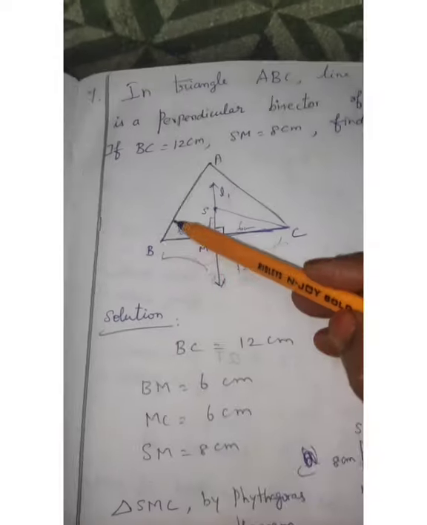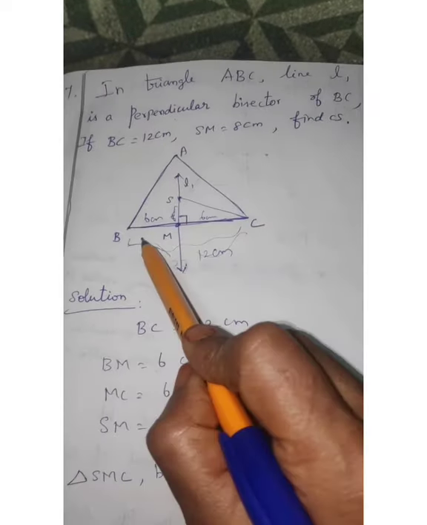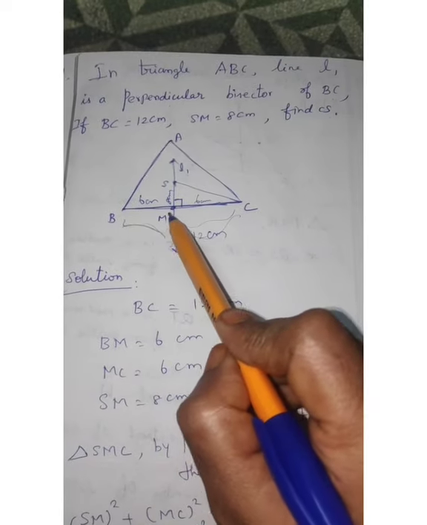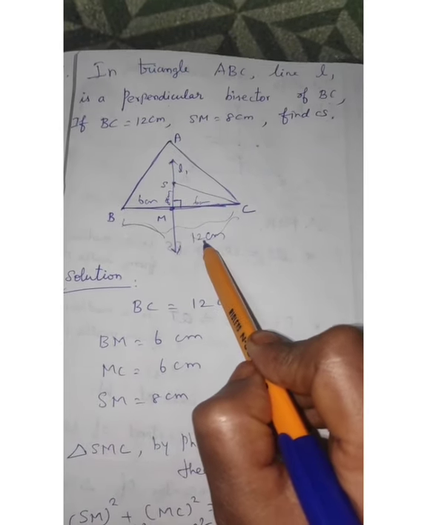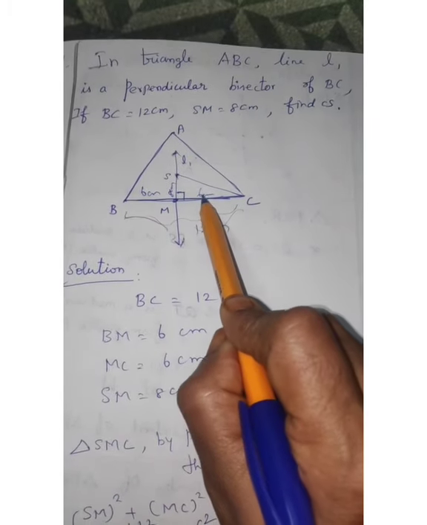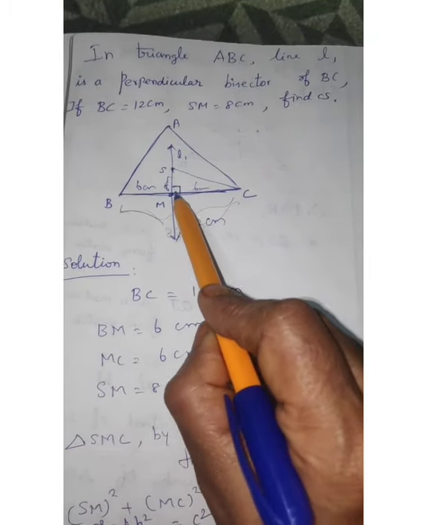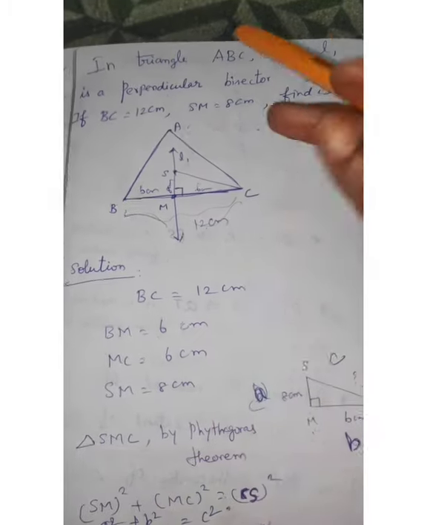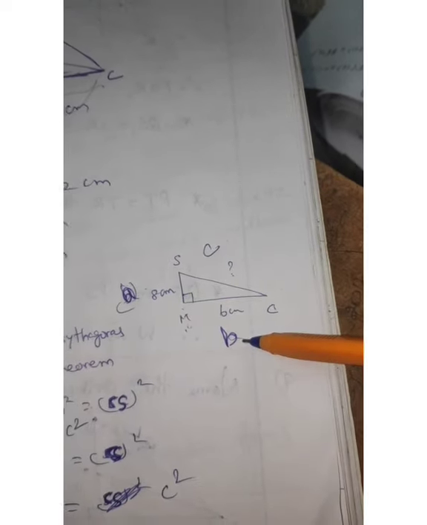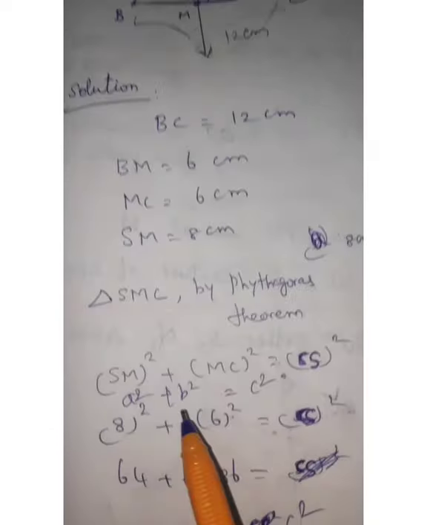One more time, let's see. Given the triangle, BC equals 12 centimeter. Draw the perpendicular line. What are the BM and MC values? Divide this 12 by 2: 6 centimeter here, 6 centimeter here, and given 8 centimeter. What is the value of CS? Write this triangle separately. This value is the A value, B value, C value. Substitute the values here.